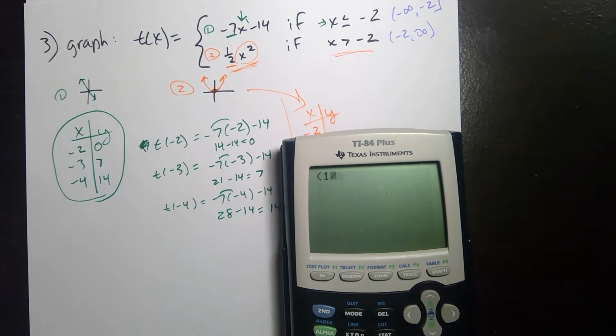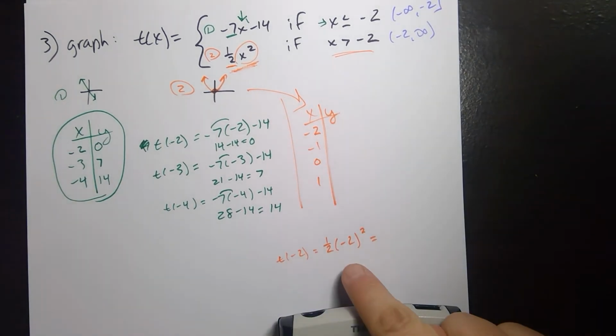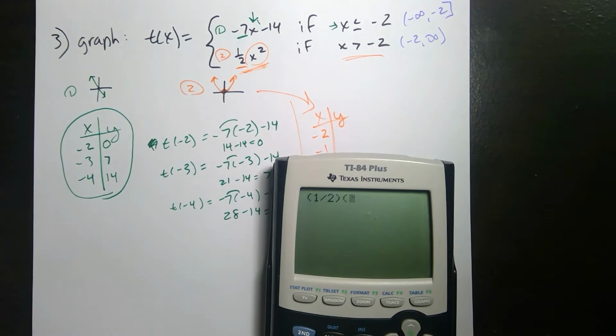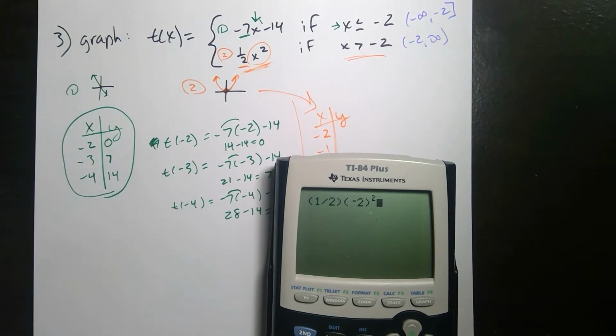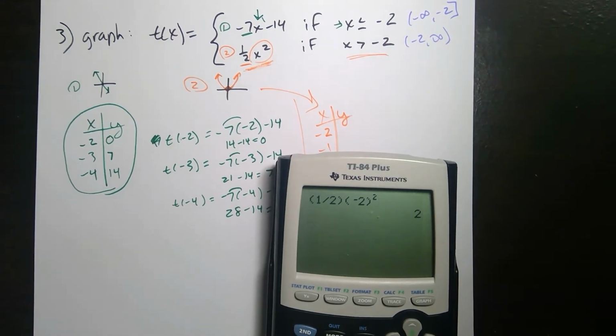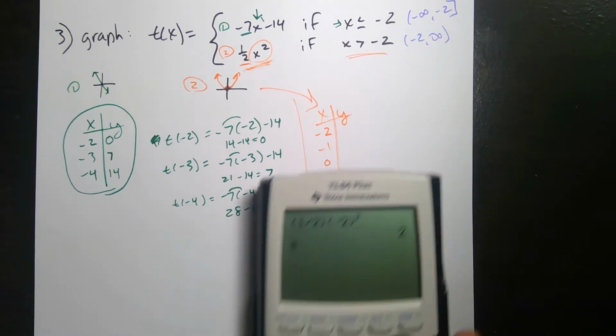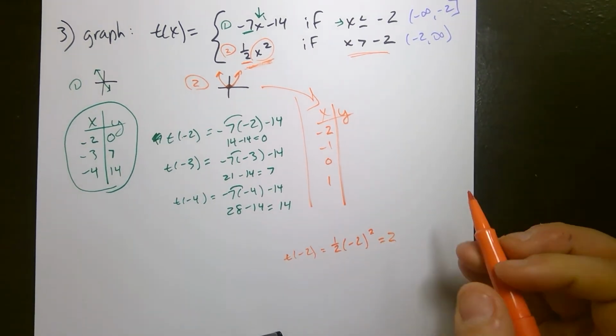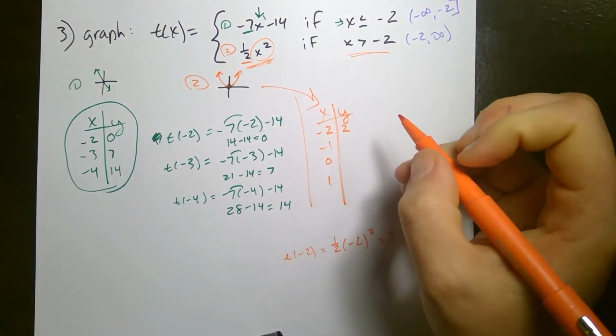So you're going to have parenthesis, 1 divided by 2, close parenthesis, and then we're going to multiply it by -2, but we have to square that. So here's what it should look like when you type it in. Okay, and then I get a nice neat number 2. And so this is equal to the number 2, and so the point I'm going to have is -2, 2.